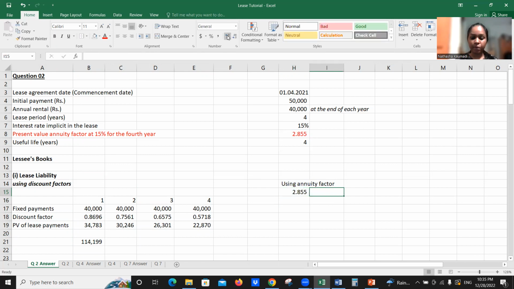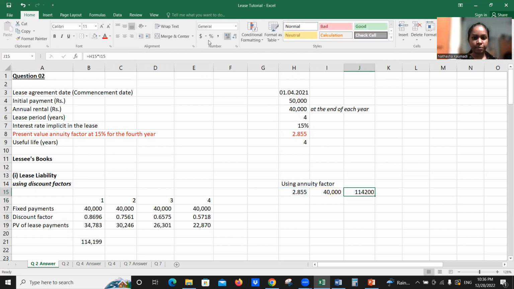Yes, 855. And you have the annual rental. This 40,000 continues up to 4 years as a fixed payment each year. So how do we get the present value using the annuity factor? Very easy. You multiply the annuity factor by that value.